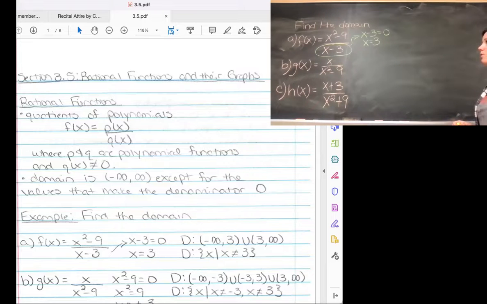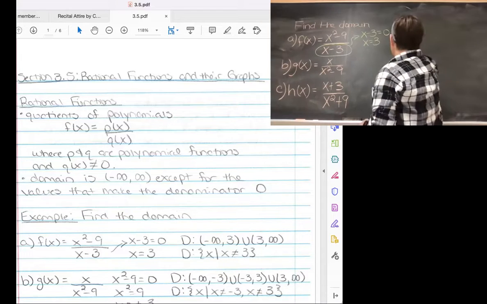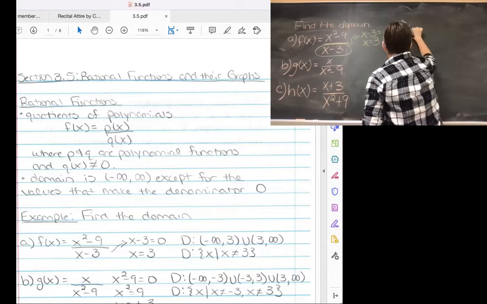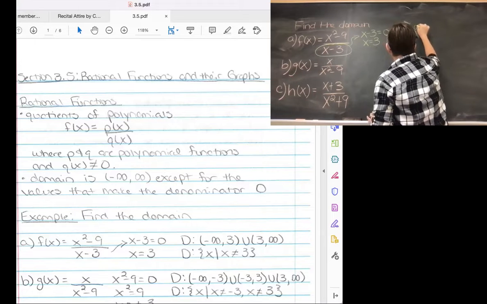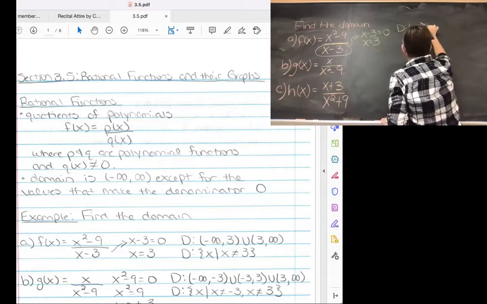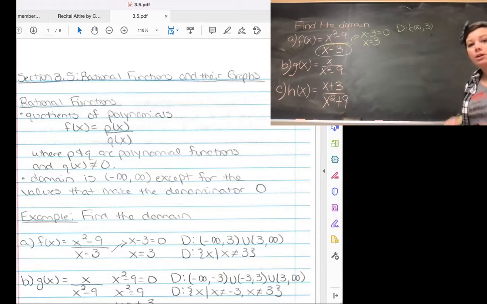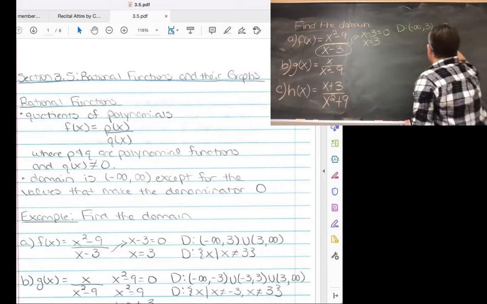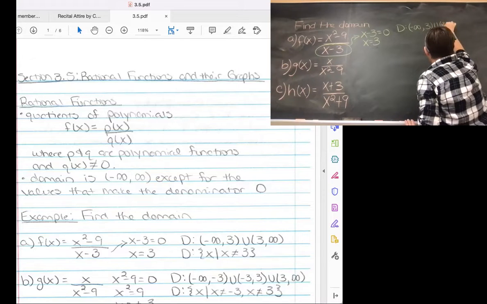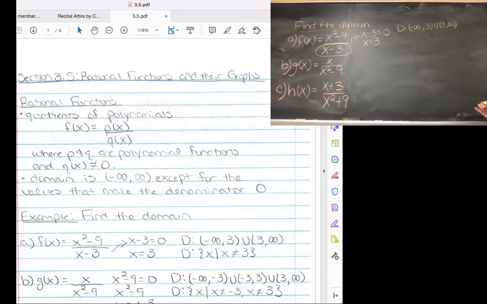Okay, so in my domain, I can't have the point x equals 3. So my domain is going to start from negative infinity, and I go all the way up until I hit my trouble spot. My trouble spot was positive 3. Then I use parentheses because I don't want to include that trouble spot. I union that with 3 to positive infinity. That is our interval notation.